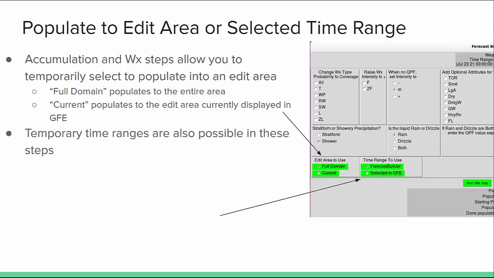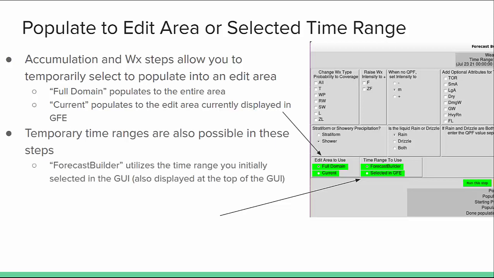Similarly, you can do this on the time range side. So let's say you start off with a time range that runs from day 2 to day 7, and you're going to generate weather for that. But say, okay, I want stratiform in day 2 and 3, shower in day 4 through 7. Just throwing out an example. You can do that with this by highlighting a time range for day 2 and 3 for the stratiform, and then highlight a time range day 4 through 7 for shower. These are options there for you to use.